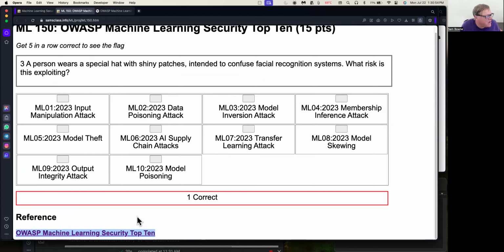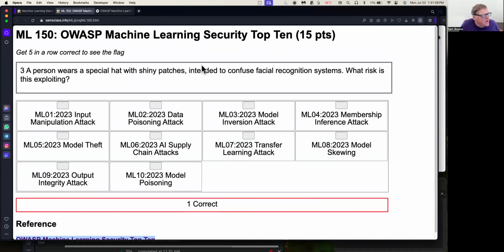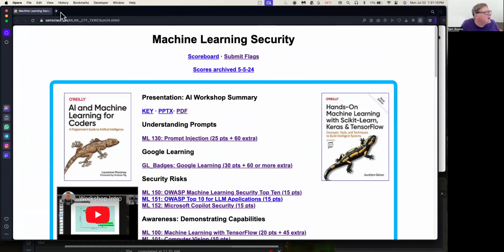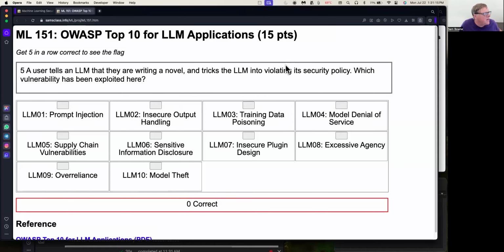It learned bad habits. All right, anyway, and when you get enough of these correct in a row, you get a flag that you can put in. So it's just practicing concepts where you read things. And all three of these are like that. This one is the OWASP Machine Learning Security Top 10. And this one here is the top 10 for large language model applications.